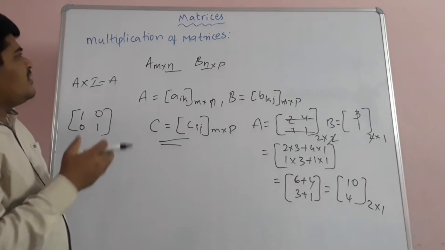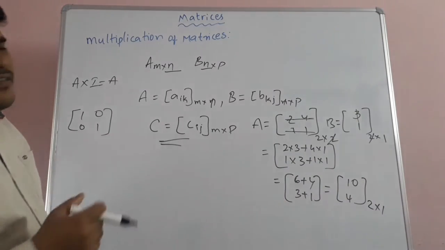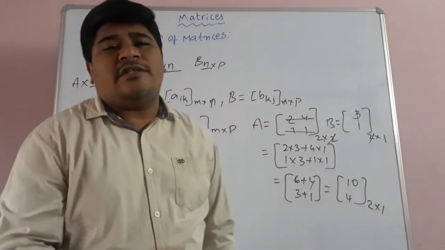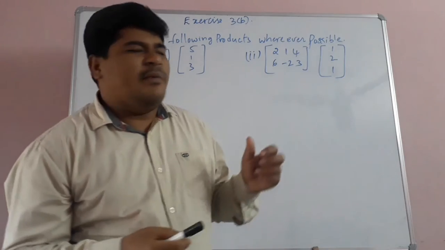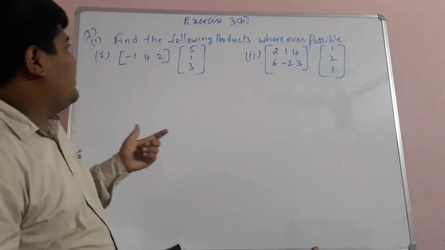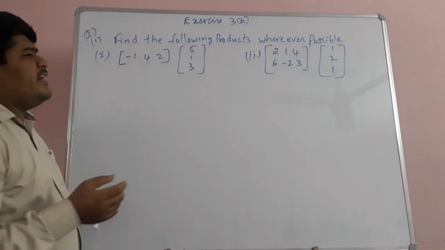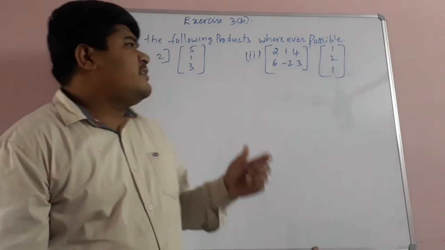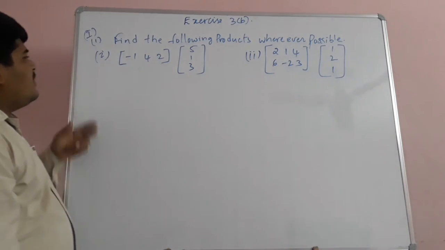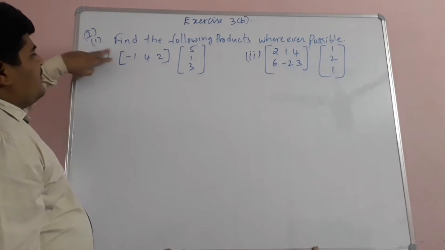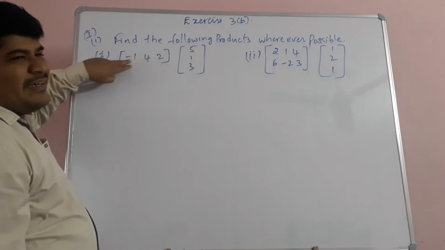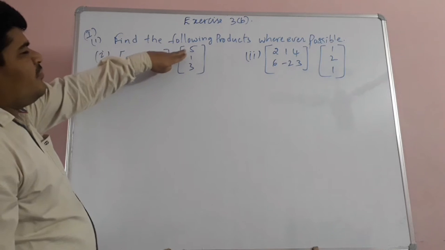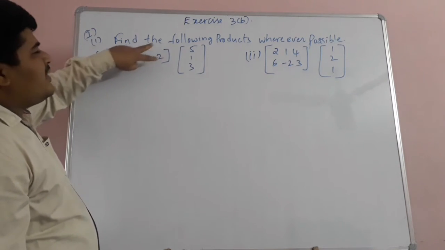Okay, children, so this is about multiplication of matrices. Let's see a few problems on this concept. Now let's see problem number 1 in exercise 3b. Find the following products wherever possible. Let's see the first one. In the first problem, first bit: matrix negative 1, 4, 2 and matrix 5, 1, 3. It's a row matrix, and it's a column matrix.